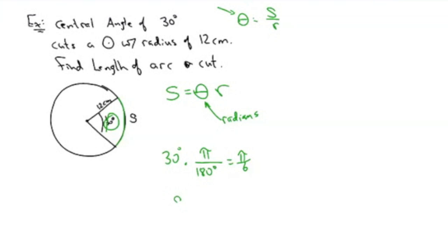So this becomes S equals theta, which is pi over 6, times the radius, which is 12 centimeters. Now, because theta is a unitless measurement, your answer is going to be in centimeters.